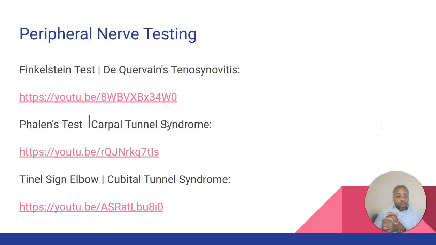All right, so we're going to take a look at a few tests, and we'll wrap it up for this. Now, the first test that's on the list is the Finkelstein test, and it is used to rule out or rule in de Quervain's tenosynovitis. Now, this is not a peripheral nerve injury. This is inflammation, de Quervain's tenosynovitis.